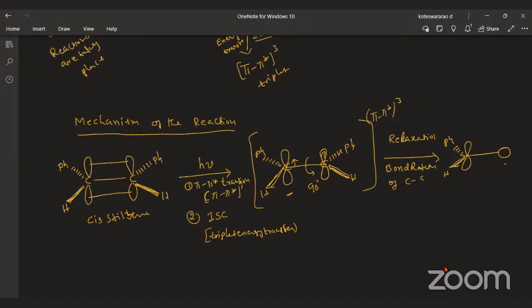Now the two electrons, how are these two electrons arranged? One electron is like this, and another electron is like this. When you compare here and here, they are geometrically perpendicular to each other. Now this is called the common triplet intermediate.